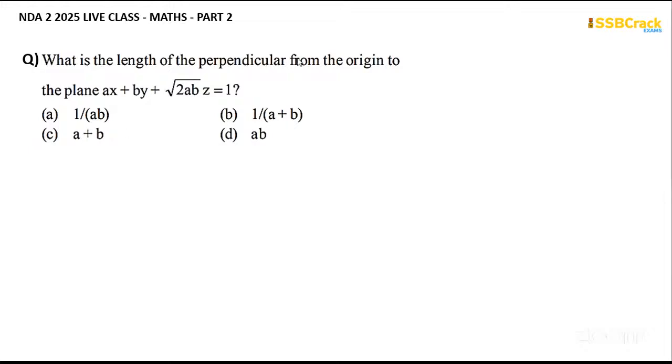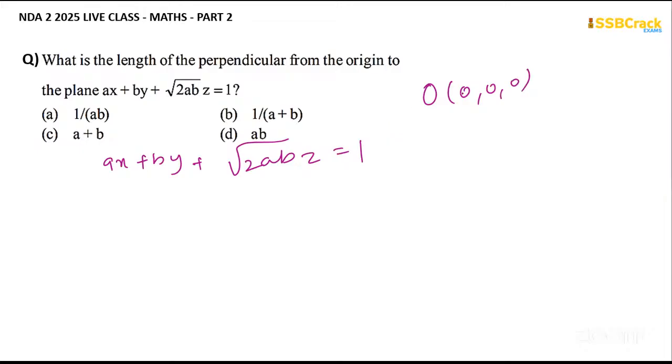Let me write the equation: ax plus by plus root 2 abz is equal to 1. Okay, now see, we have the origin. So the point origin, say O, will be nothing but 0 comma 0 comma 0. Suppose it was say alpha, beta, gamma, then we know the equation comes out to be alpha plus beta plus gamma multiplied with the respective ratios, minus this, because if you bring out minus 1 over here, it will be minus 1.